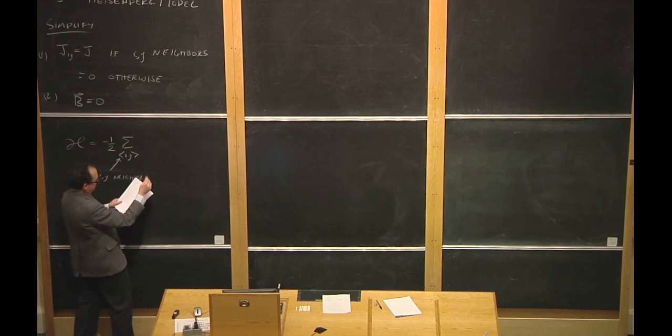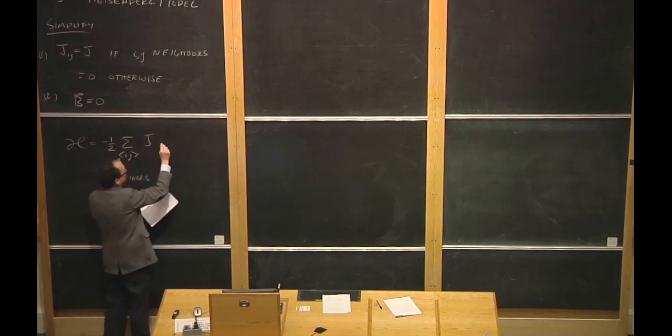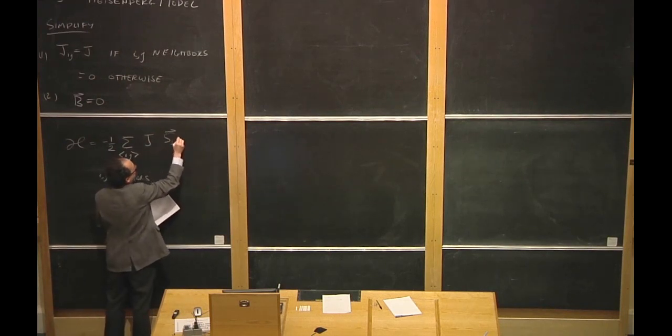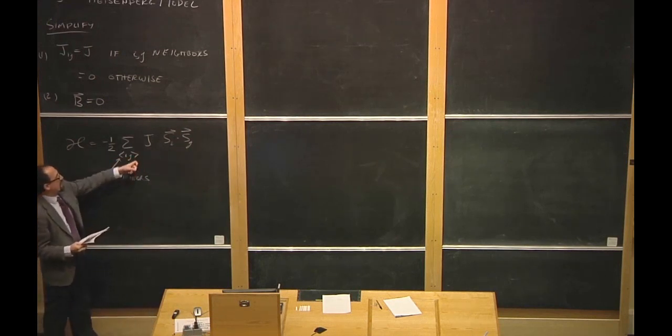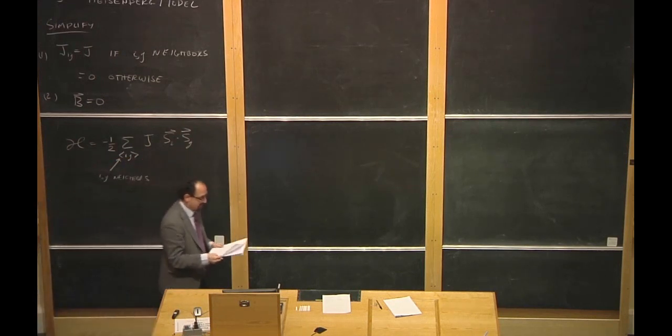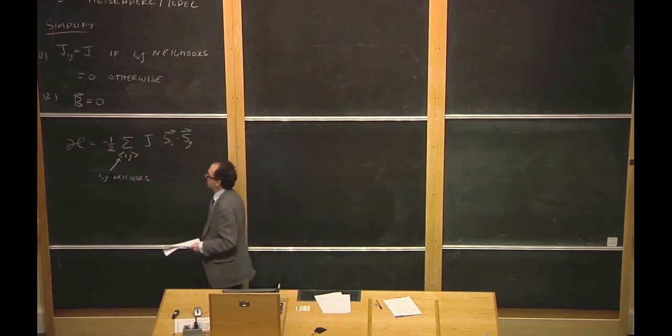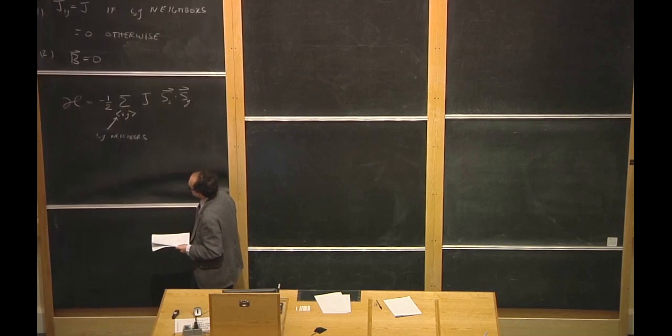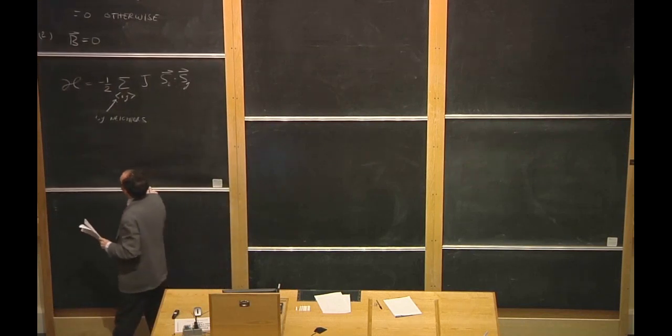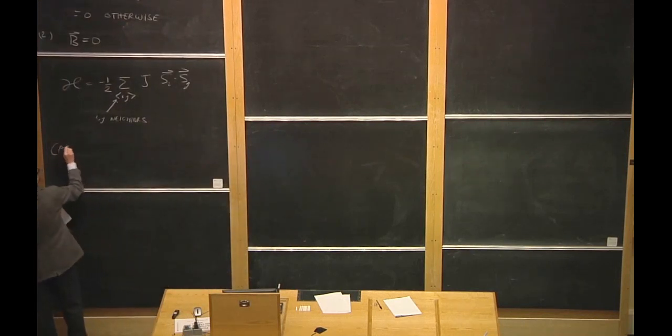Bracket notation, sort of standard. J sum over si dot sj. So we're only summing over i and j being neighbors, and the constant is just a constant J here. Now there's a couple possibilities of what you can get out of this sort of Hamiltonian. So possibility one, let's write down case one.